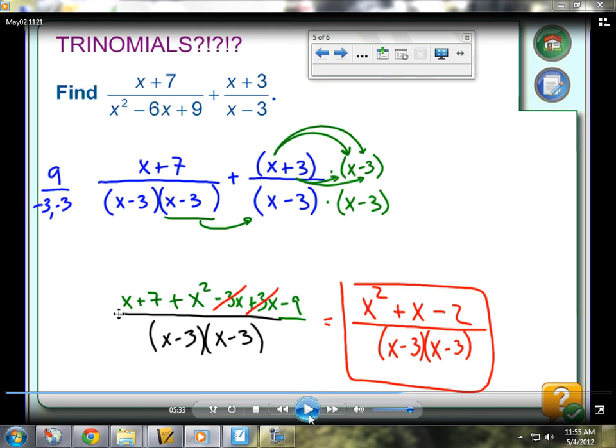The only thing that's left to check for is if we factored this top, would anything cancel with the bottom? If you factored this right now, you would notice that nothing would cancel with x minus 3. So this is as simple as it can be.